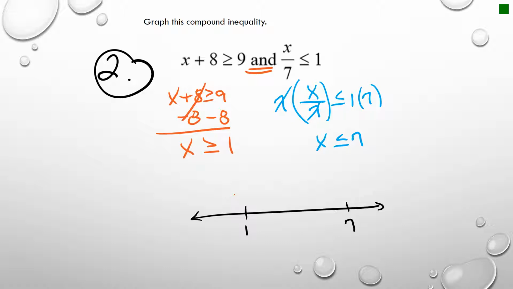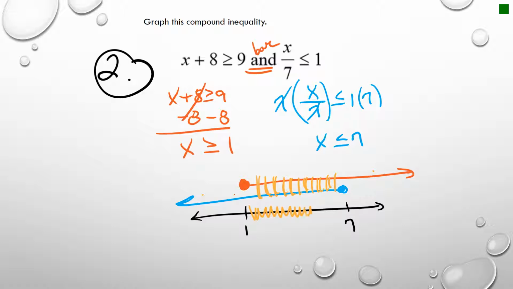The word is and, so I am going to go above the graph. x is greater than or equal to 1, all that stuff. x is less than or equal to 7, all that stuff. Because it's an and, I want to know where they overlap. They overlap here. I see both orange and blue. Here's just blue. Here's just orange. Orange and blue, orange and blue. Drop it down onto the graph. Drop down the circles. They're both closed.